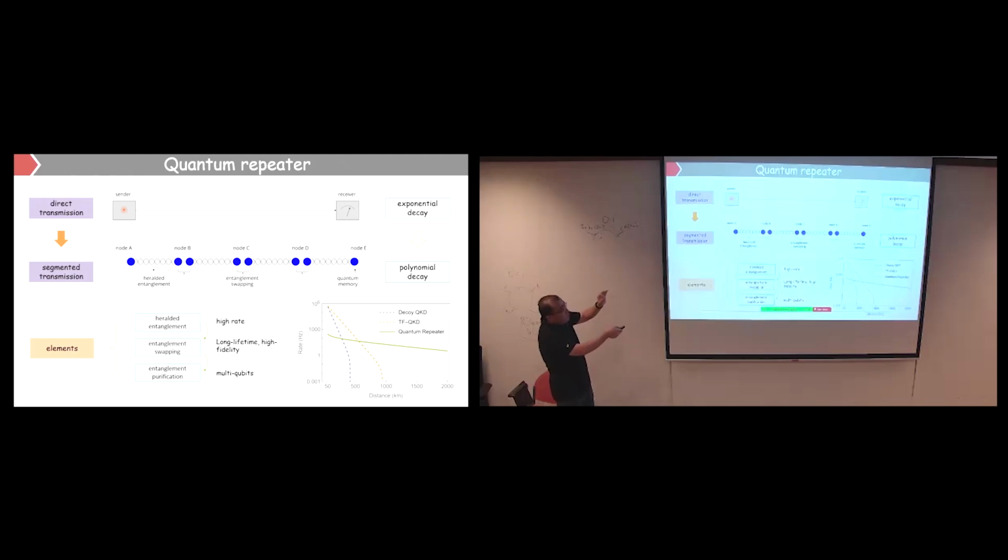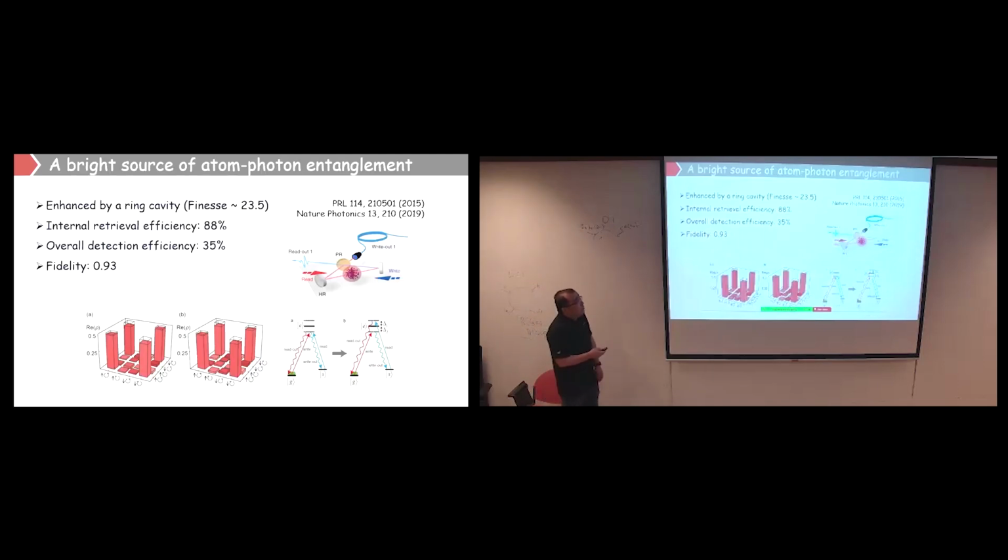And also, because the quality will reduce when you are doing the entanglement distribution, you need entanglement purification. So with these three kinds of technology, you can do the quantum repeater. That's probably the main task for the next step of the quantum communication field.